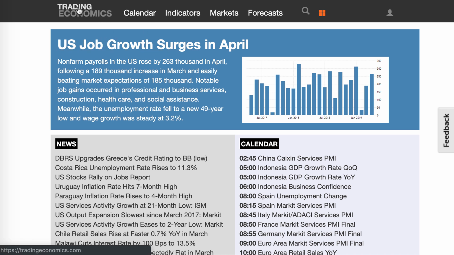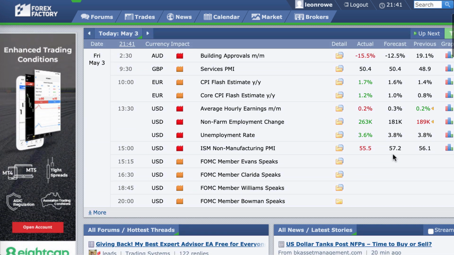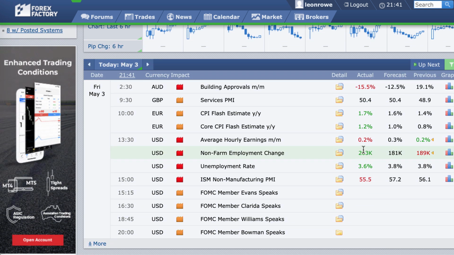This is Trading Economics. I don't think they've updated the upcoming week synopsis here. But as you can see, the headline: jobs growth surges in April, and everything is pretty much ticking over nicely. Non-farm payrolls in the US beat expectations massively. This was the 3rd of May. It was expected to be 181k, and came in at 263k jobs. Earnings held steady. Forecast was 0.3, so even though it's red, it doesn't mean anything because we know about deviation. It is what it is as far as it being held steady.